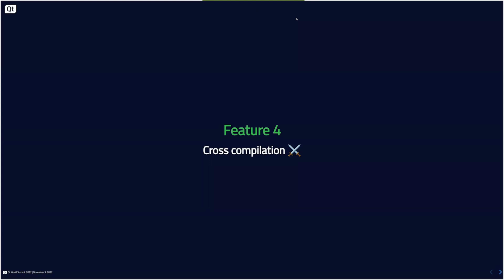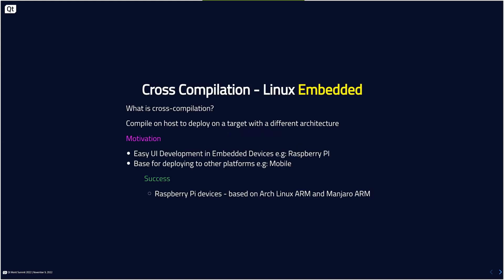Feature number 4, cross-compilation. One of the coolest features that we had in the 6.3 release was to cross-compile for Linux embedded devices. So what exactly is cross-compilation? Cross-compilation basically means to compile on a host to produce binaries for a target platform, which has a completely different architecture. For example, if your host system is x86-64 and you want to produce binaries for ARM64, then that process is called cross-compilation.